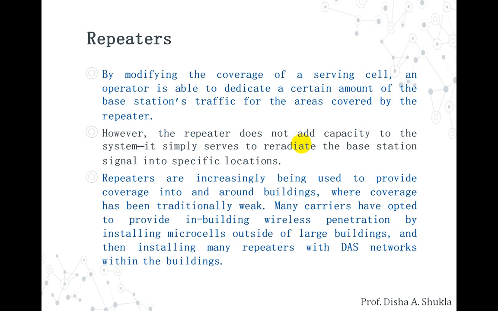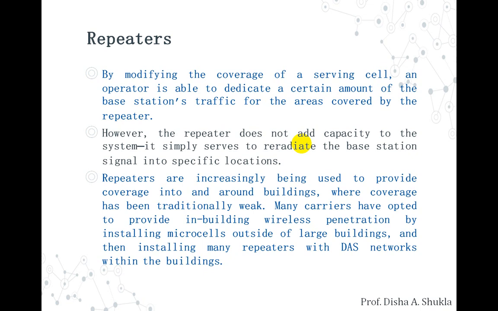Now, by modifying the coverage of a serving cell, an operator is able to dedicate a certain amount of the base station's traffic for the areas that are covered by the repeater.